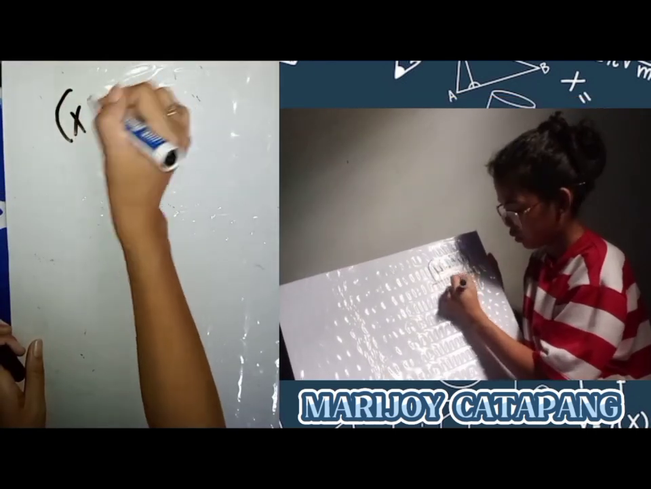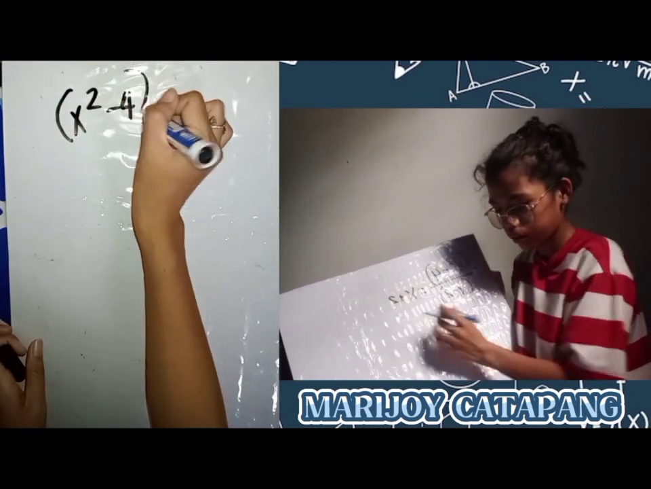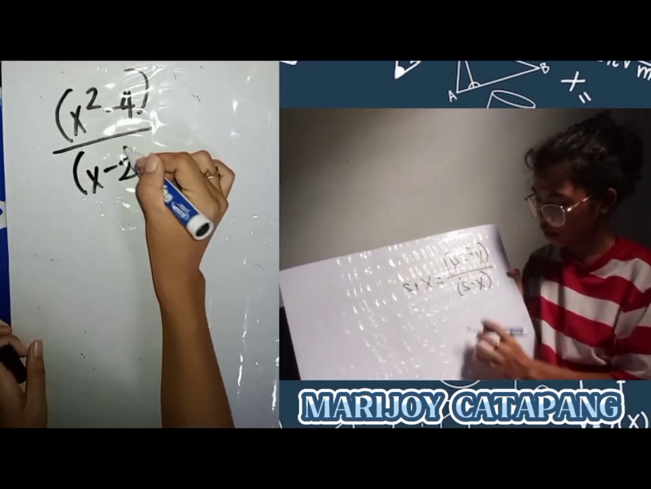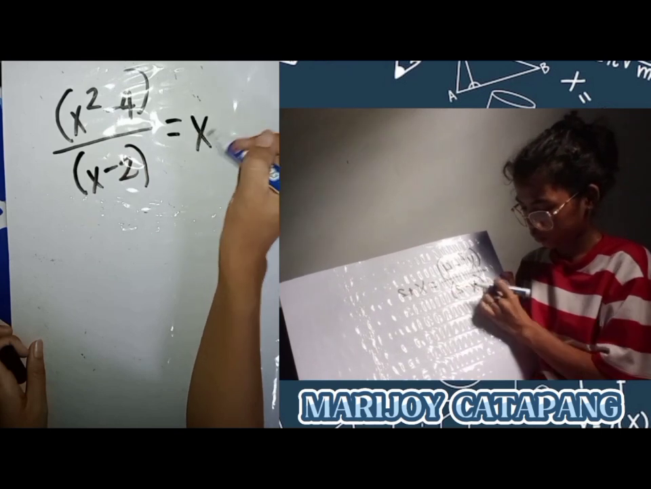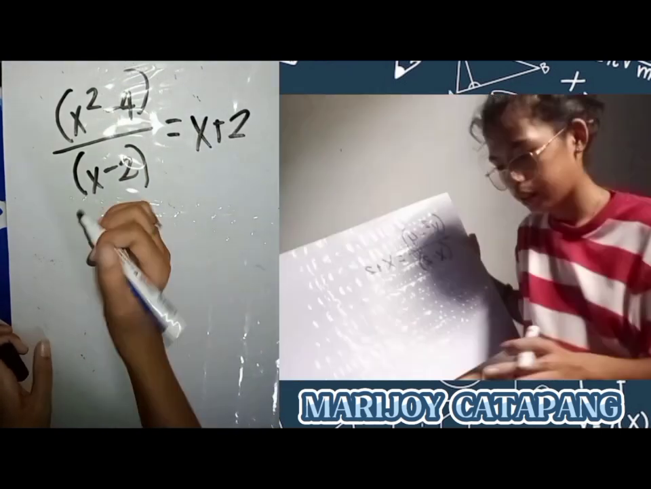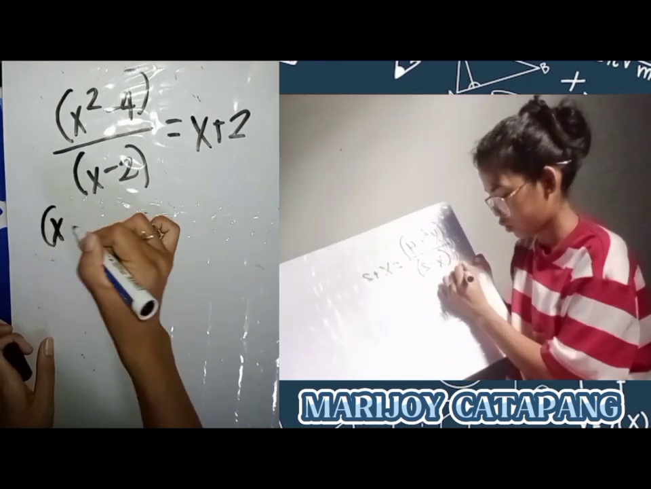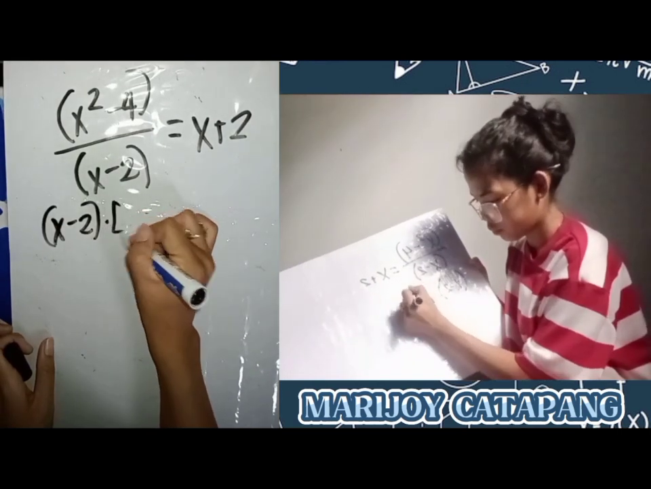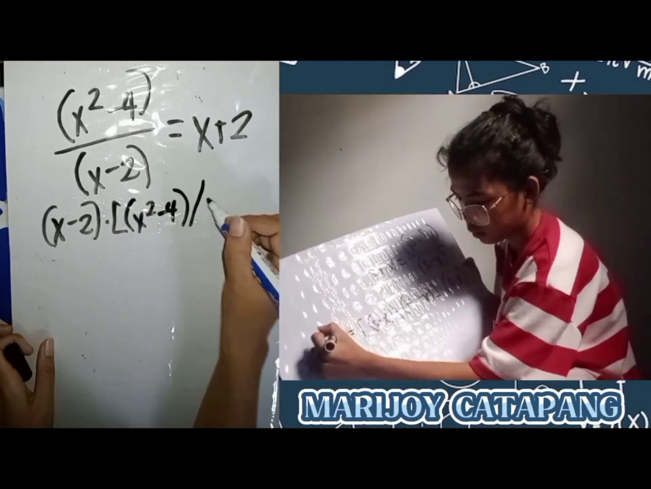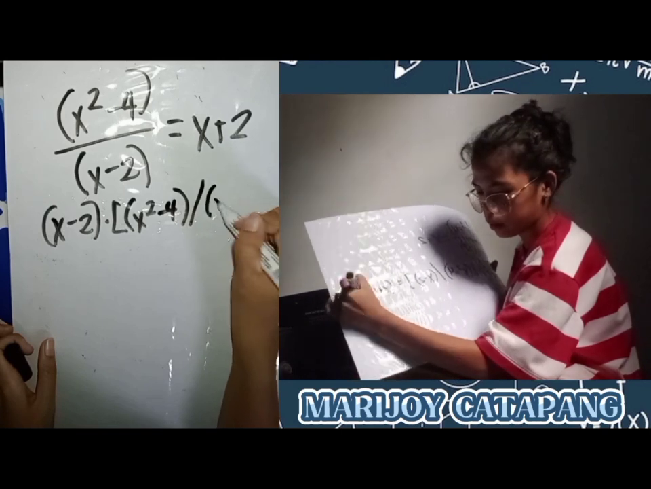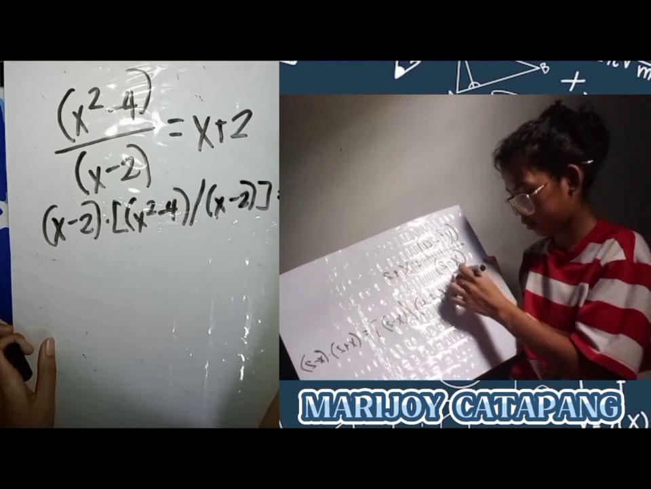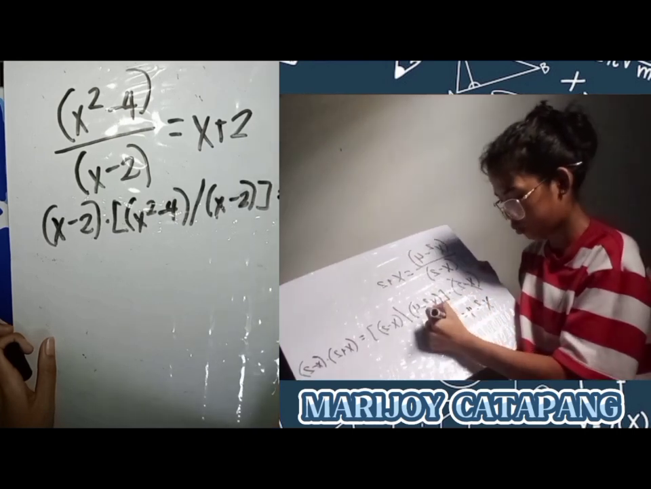x squared minus 4 over x minus 2 equals x plus 2. This equation might seem simple at first glance, to cancel out the x minus 2 terms. But we must be careful, because x cannot equal 2, as it would make the denominator 0. To solve this, we can multiply both sides by x minus 2. (x minus 2) times (x squared minus 4 over x minus 2) equals (x plus 2) times (x minus 2). The x minus 2 terms on the left side cancel out, leaving x squared minus 4 is equal to (x plus 2) times (x minus 2).